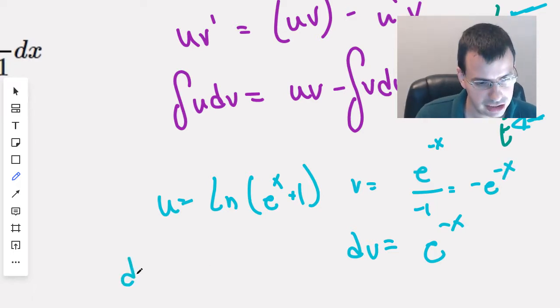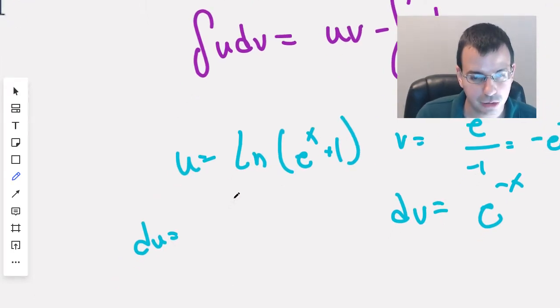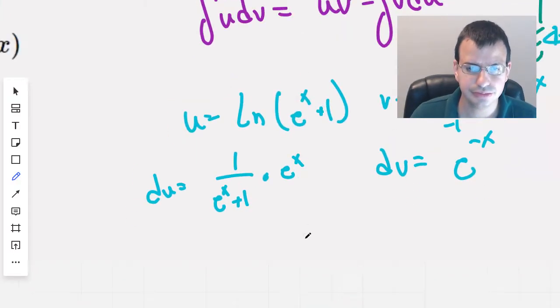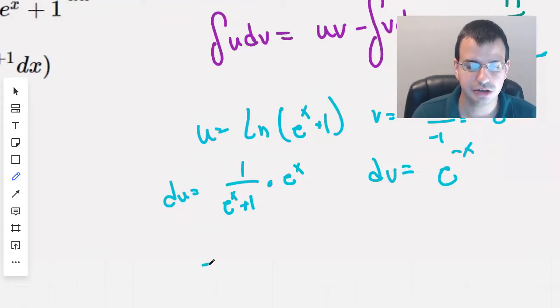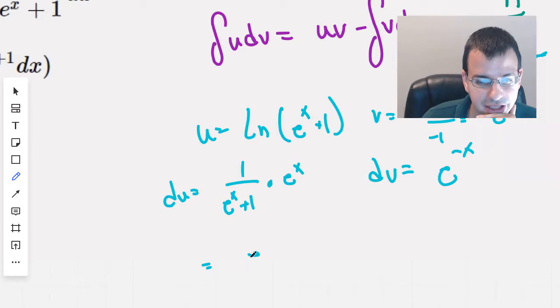And then du will be the derivative of the natural log of e to the x plus 1, so we have 1 over e to the x plus 1 times the derivative of the interior, which is e to the x. Interesting. So that's the chain rule. So we have e to the x over e to the x plus 1.